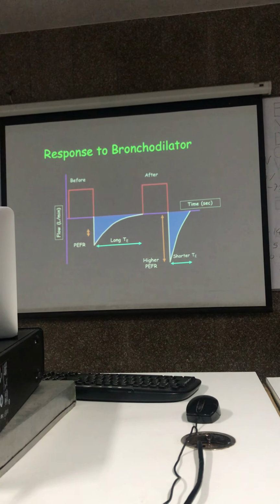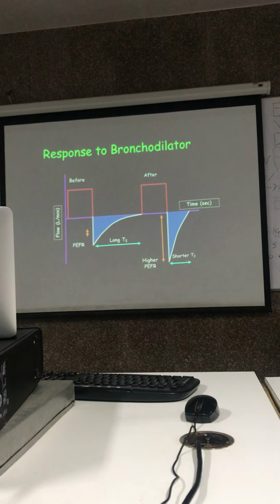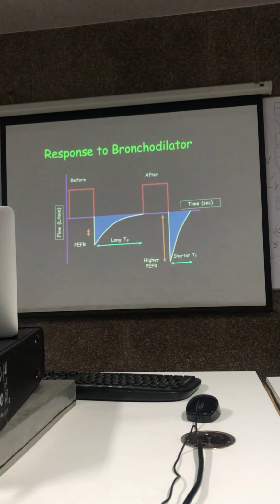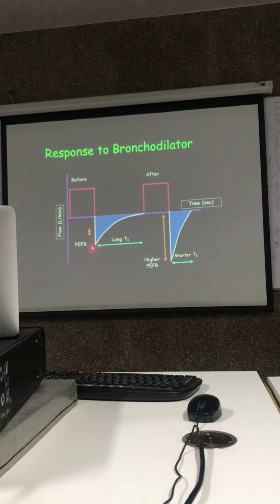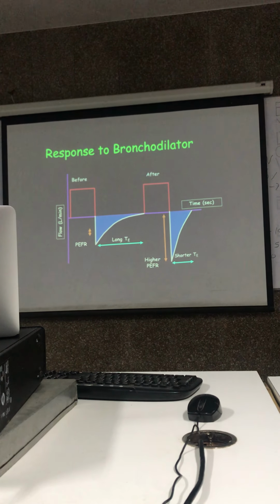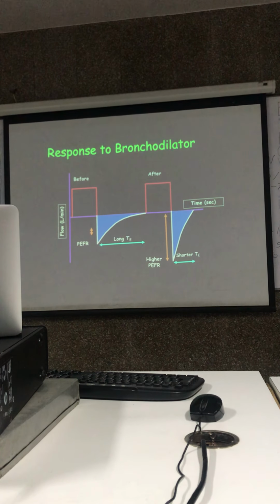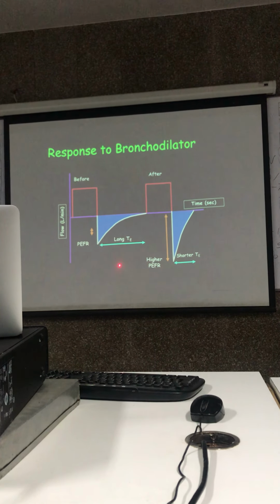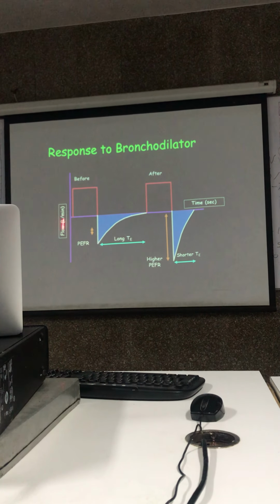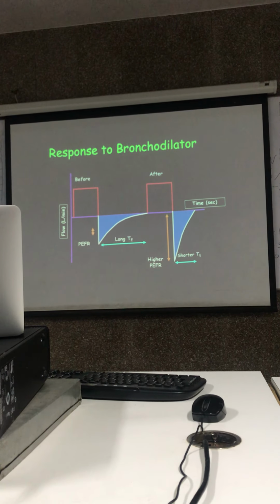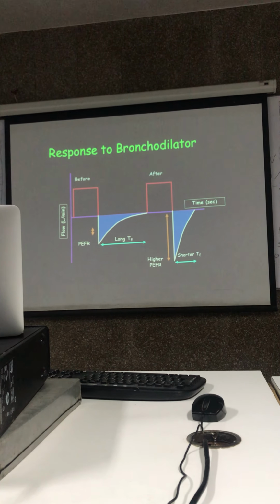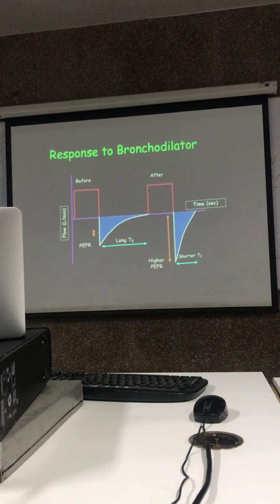So if you follow patterns of patients who have got bronchospasm, who have a lower peak expiratory flow and a longer expiratory time, you will realize that after a bronchodilator, you will see a considerable change in the flow time scalar in this group of patients. Okay?